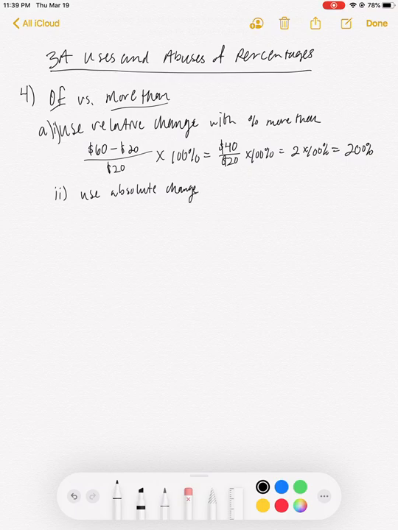And so we do our $60 over our $20, so our new amount over the old amount, times 100% equals 3 times 100% equals 300%. So the new stock price is 300% of the original stock price. And that's different than the new stock price being 200% more than. We illustrate this difference because people confuse them a lot.